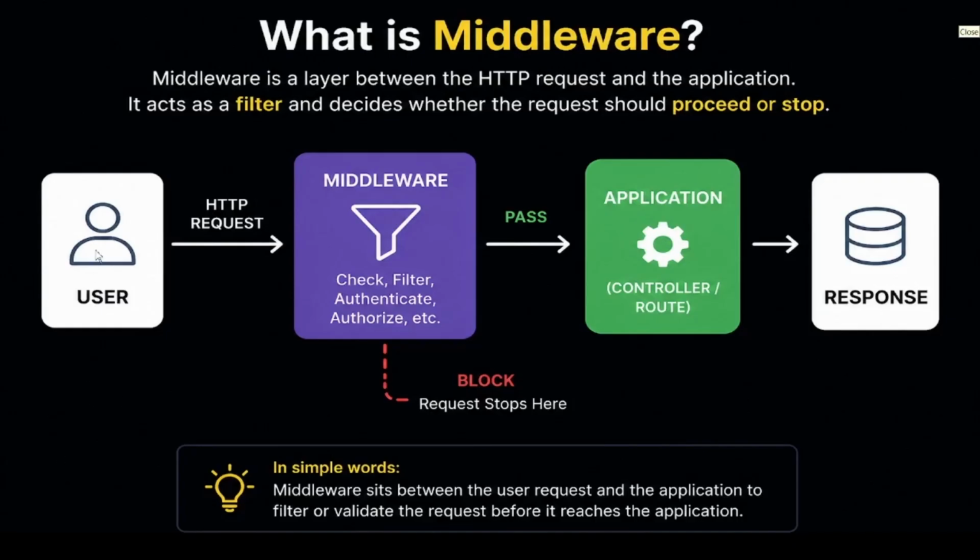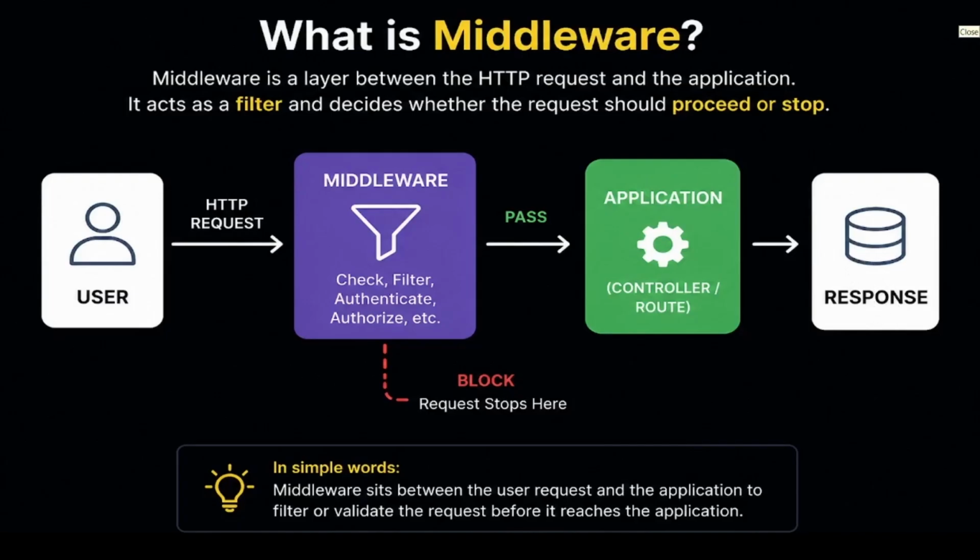As you can see in this diagram also, the user request goes to middleware, which checks and filters, handling authentication and authorization and all that, and then it passes to the controller, and then the controller prepares all the data like model, view, and everything, and then it sends the response back to the user's browser.